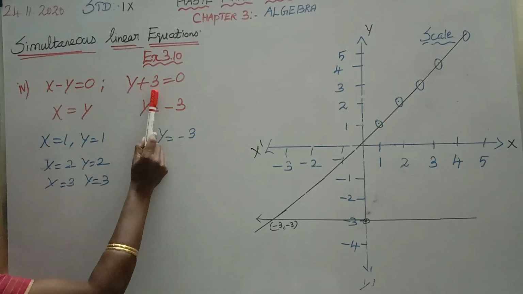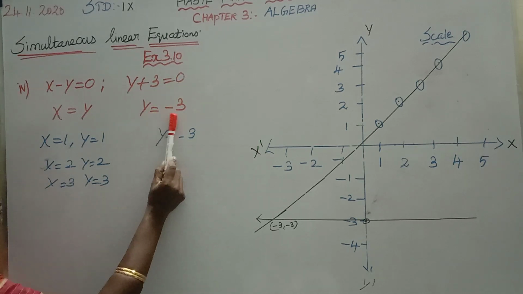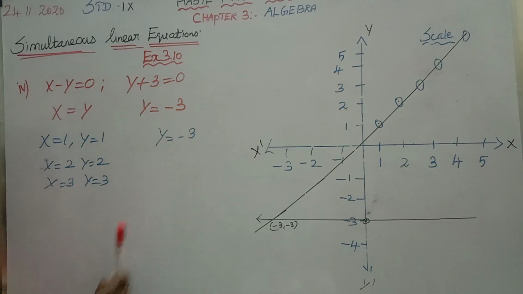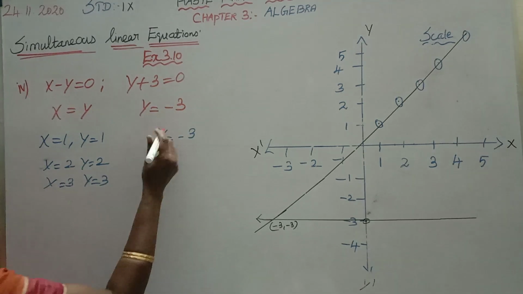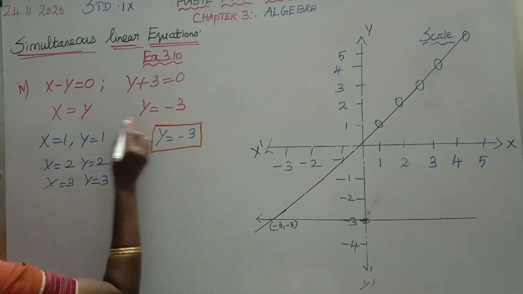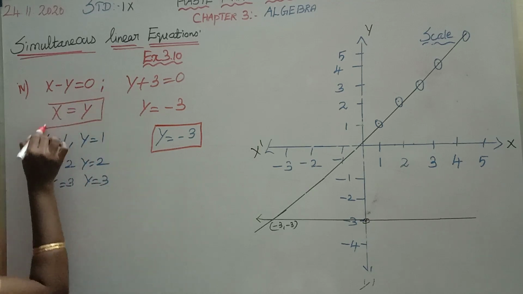And here y plus 3 equal to 0 means you are getting y equal to minus 3. Okay, this is the equation of the line here. y equal to minus 3 is one equation, and x is equal to y is another equation.